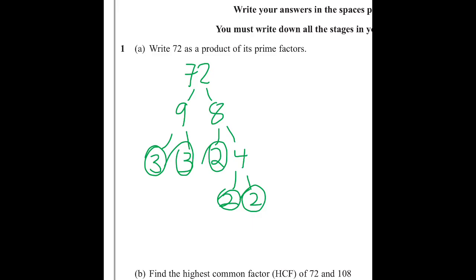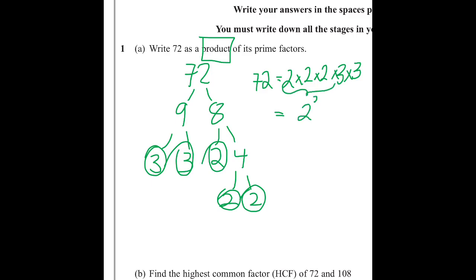Don't forget, though, product means you need to show that the whole point of this is you get 72 by multiplying all of those 5 numbers together. So don't forget to say 72 equals, and then all those numbers multiplied together. I always like to write them out in full first and use powers second. The reason I like to write out in full first is if you get powers wrong, a lot of the time the full answer is enough to get you full marks and you don't get penalised for writing the powers out. Okay, but yeah, that's the answer there. 2 cubed times 3 squared.